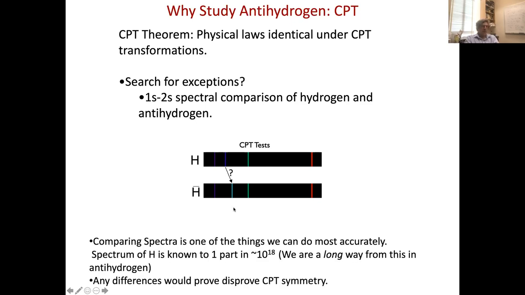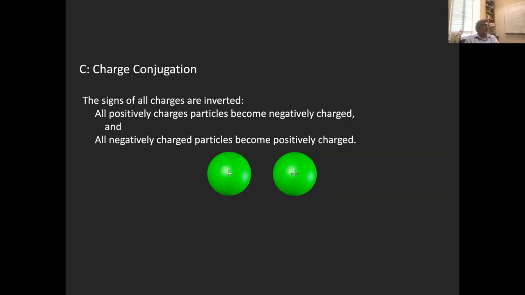The spectrum of hydrogen is known to a part in 10 to the 18. That's 1 in a billion billions. Antihydrogen, we're still a long way from that, but we are getting better and better at making our comparisons. Okay, what is this CPT?